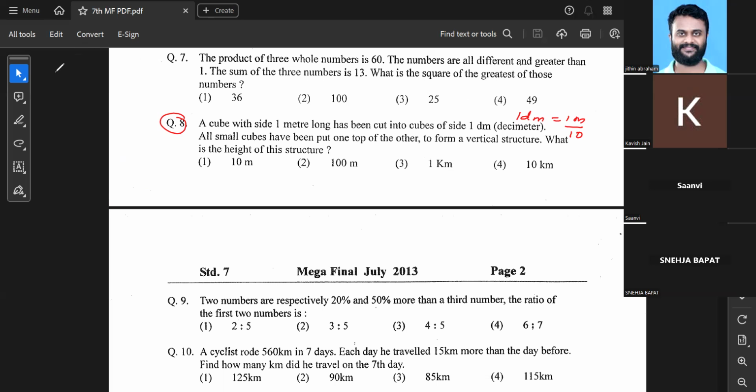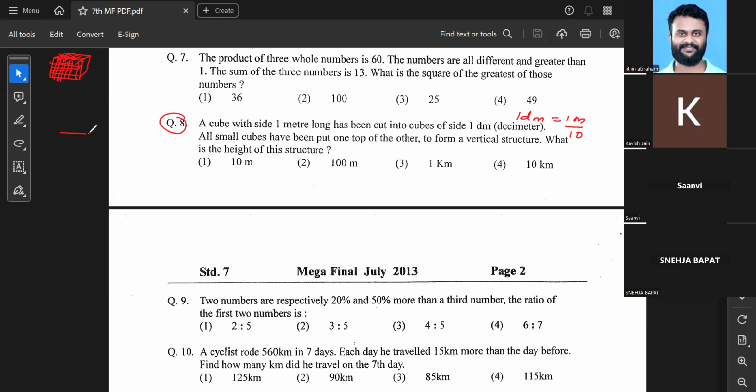So what has happened? This was a cube. It's cut into pieces like this, vertically, then horizontally, then like this also. So in three ways it is cut, in such a way that each cube will have a side of 1 decimeter instead of 1 meter.